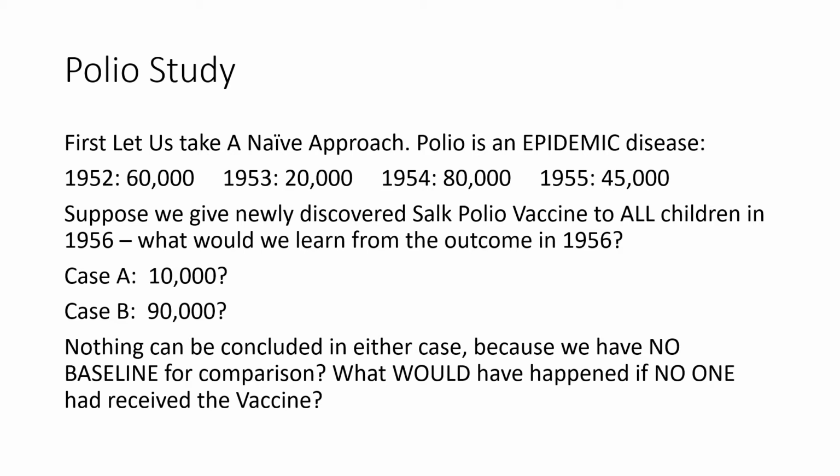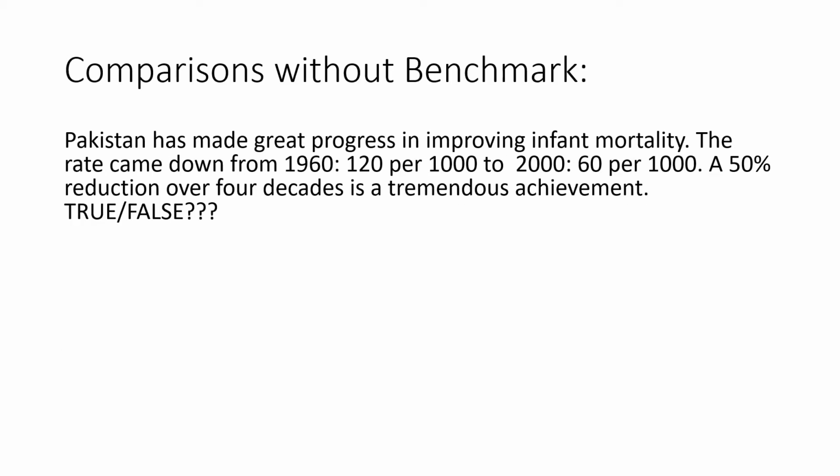So basically, the issue is that whenever we make a study, we have to have some benchmark. This is what happens with the vaccine, and this is what happens without the vaccine. At this point, we have 90,000 cases with the vaccine, but what would have happened without the vaccine, we don't know. So we don't have a benchmark, we don't have a baseline, so we can't say anything from such a study. This is very important to emphasize because comparisons are made without benchmarks quite often, and as statisticians we need to learn to recognize that.